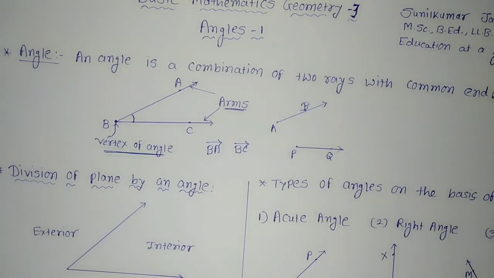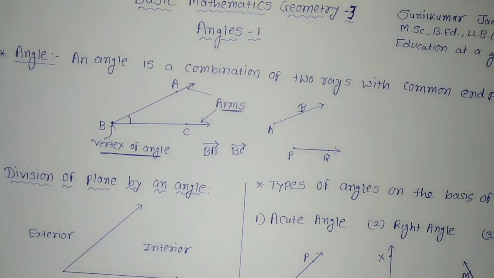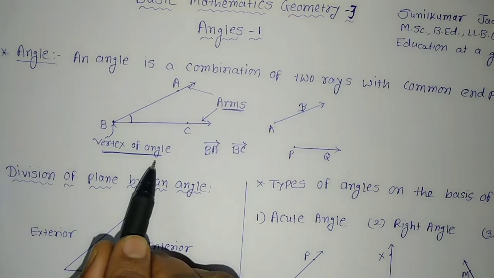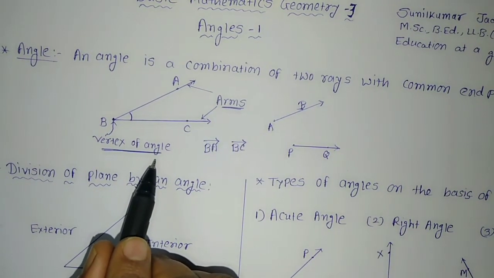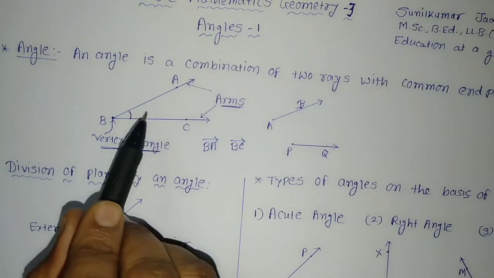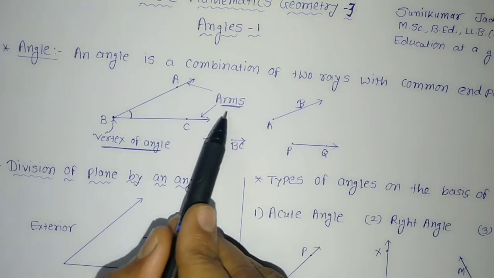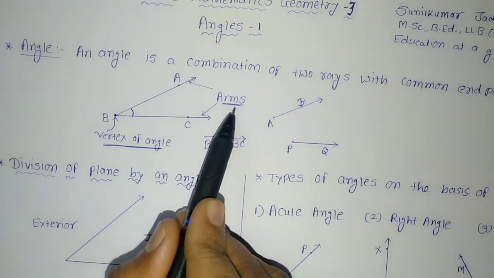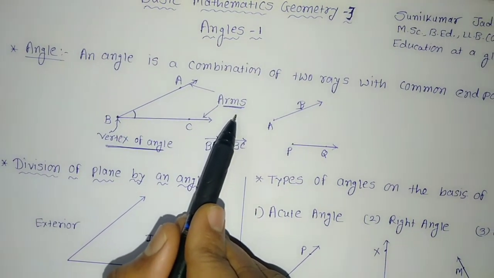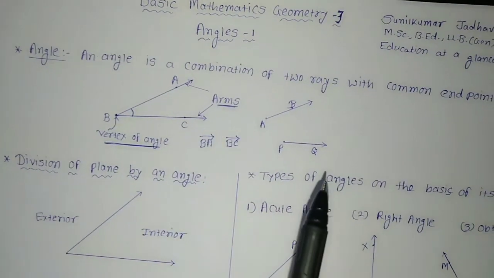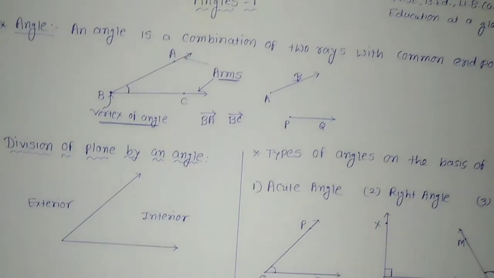So remember that an angle has mainly two parts. The vertex of the angle, which is the common endpoint of the two rays which form the angle, and the two rays, which are considered the arms of the angle. I hope you understand this. That is what an angle is. Now we will see the division of the plane by an angle.